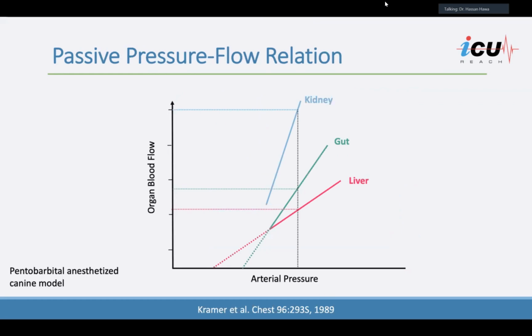Now, this is an interesting study correlating the arterial blood pressure with organ blood flow, and we can see here that for a given arterial pressure, the blood flow to organs is variable. So for the same pressure, the blood flow to the kidneys is quite high. The liver seems to achieve adequate organ blood flow at a lower level. Why is this important?